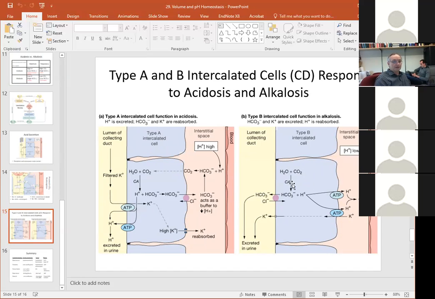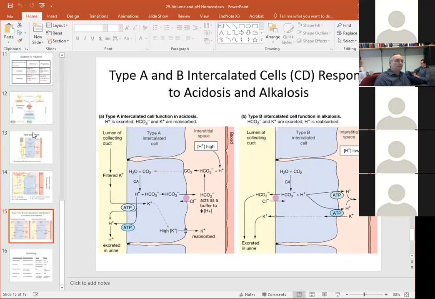In both cells, carbonic anhydrase is crucial to convert CO2 to bicarbonate. But what happens to the bicarbonate depends on which cell type it is, and therefore on what pumps it has in the membranes. That's it for today. Let me back up.